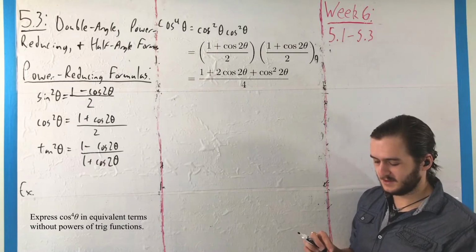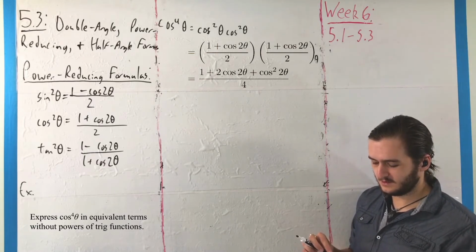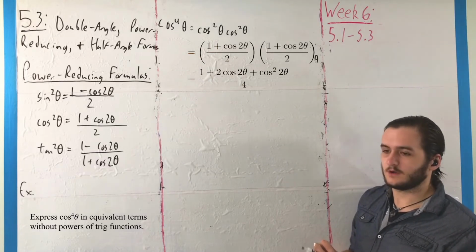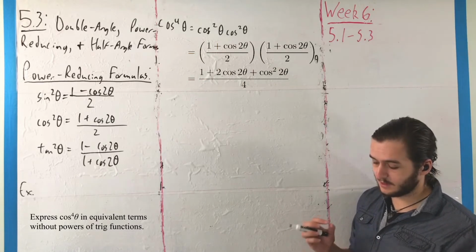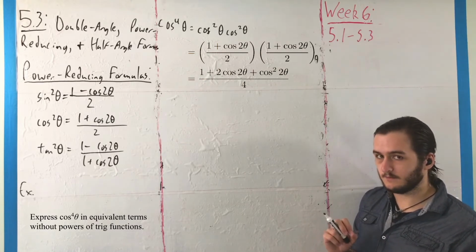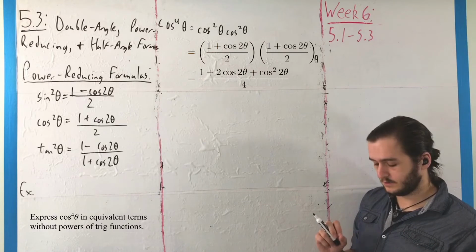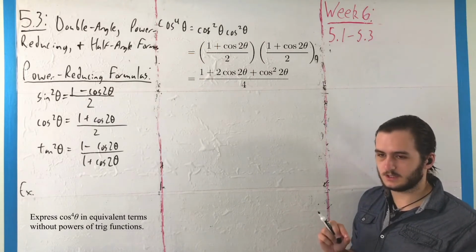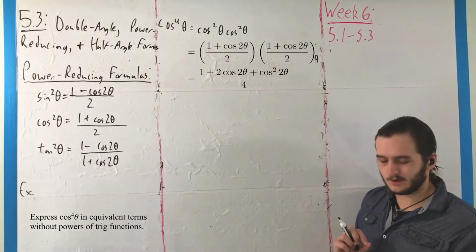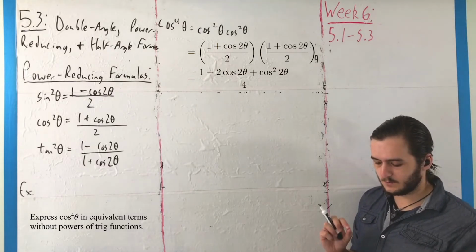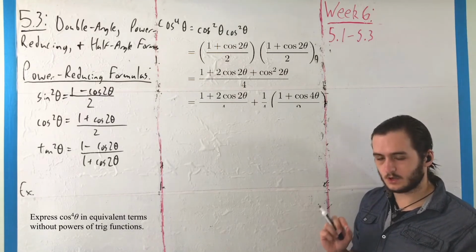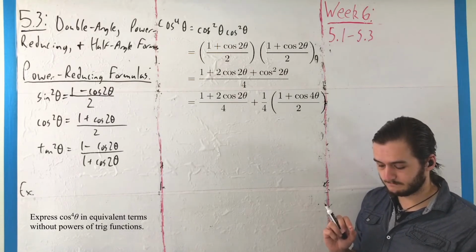Great. We got rid of one power, added a bunch of terms, and now have a smaller power. But even though we have cosine squared of 2 theta, we can still break that up again with the power-reducing formula. We take the rest of our pieces, that 1 plus cosine 2 theta over 4, and pull out a 1/4 as well, and we'd be left with cosine squared of 2 theta, which we can write as (1 plus cosine of 4 theta) over 2.